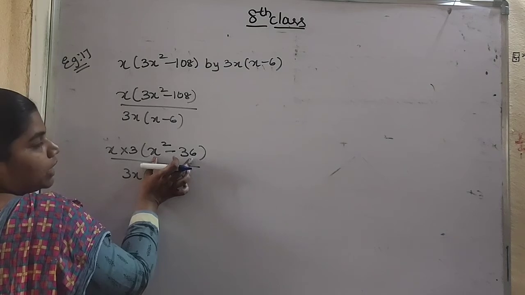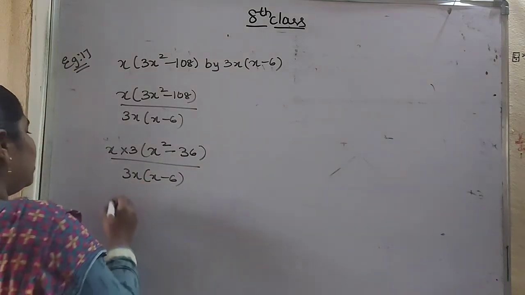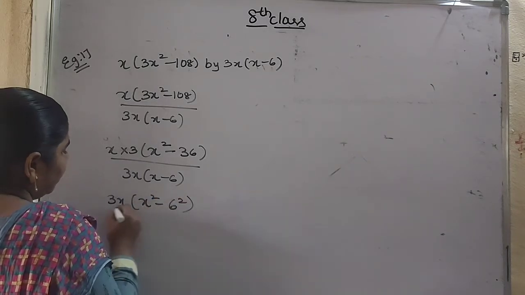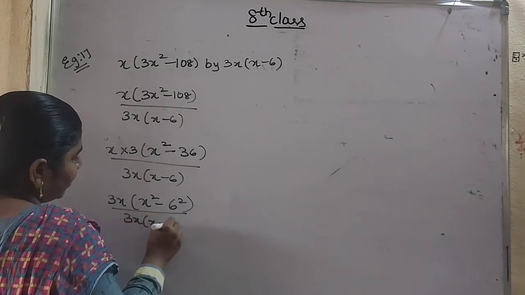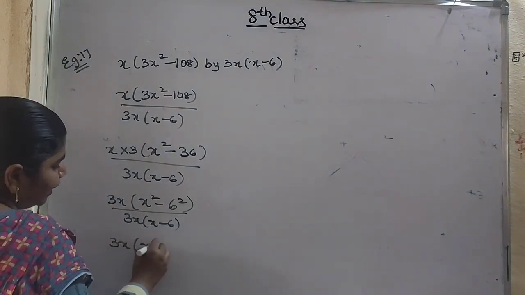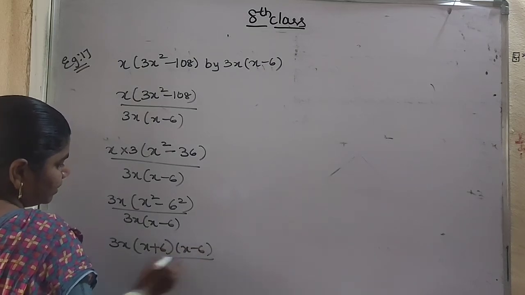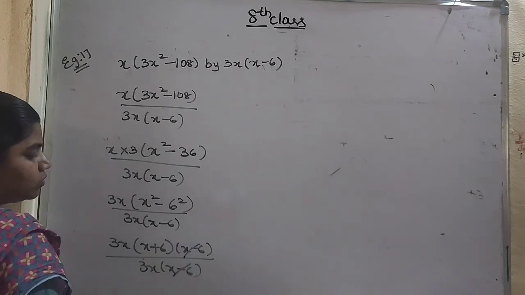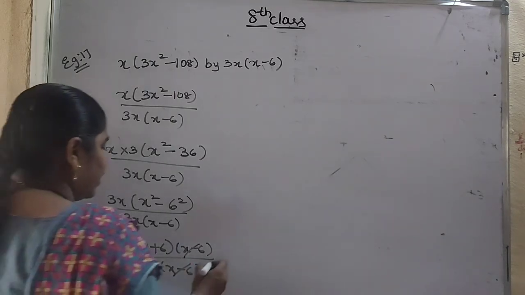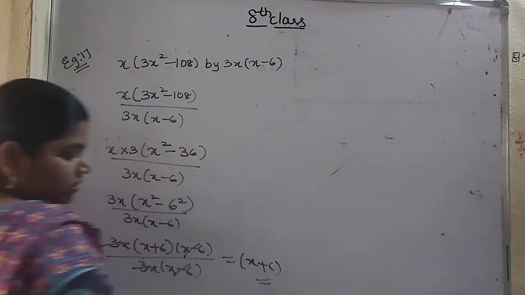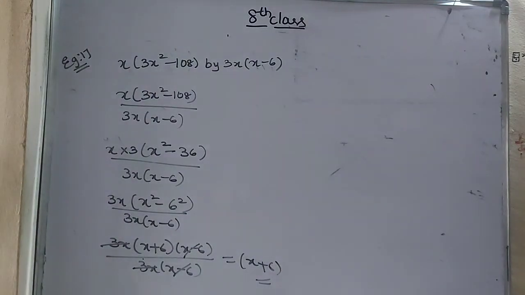This is in the form where both terms are squares. 36 can be written as 6 square. So we can write 3x into x square minus 6 square, by 3x into x minus 6. This is in the form of a square minus b square, so we can write it in the form of a plus b into a minus b. So 3x into x plus 6 and x minus 6, by 3x into x minus 6. So x minus 6 will get cancelled, and 3x will get cancelled. So what is the answer? x plus 6 is our answer. So this is our last example in this chapter.